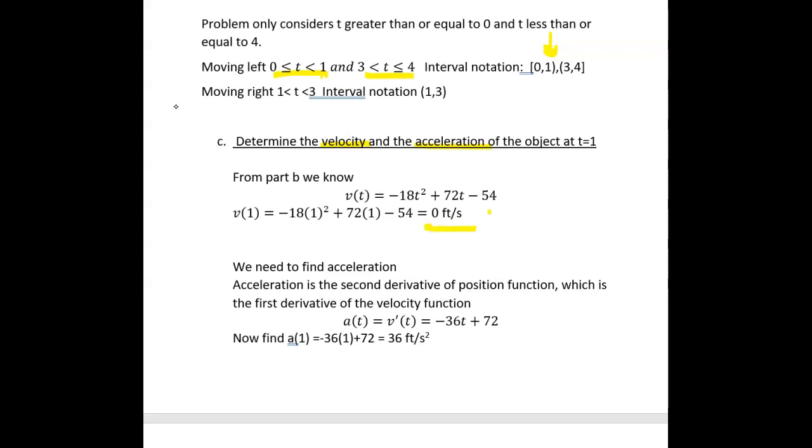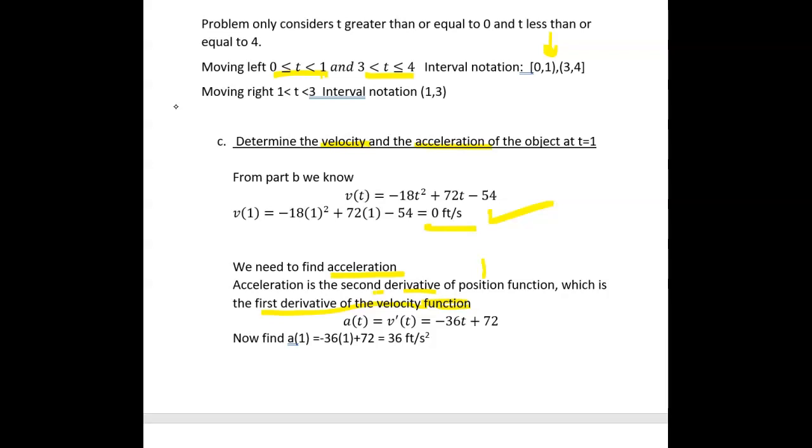We're good. That part's done. We need to find the acceleration. The concept here is that acceleration is the second derivative of position, but how do you take the second derivative? You take the first derivative and take the derivative of that. Well, we've already taken the first derivative of position. We call it velocity. So I just need to take the derivative of the velocity function to get acceleration.